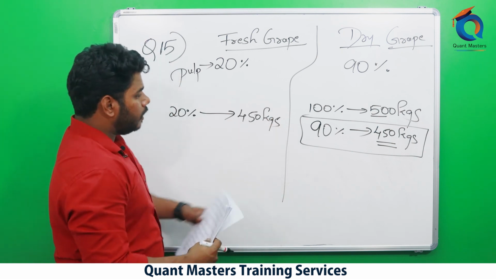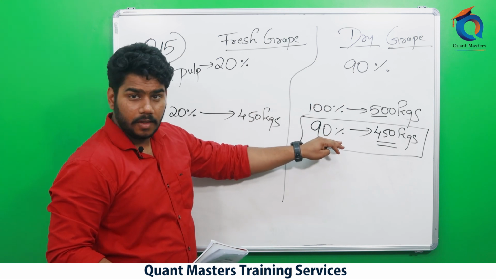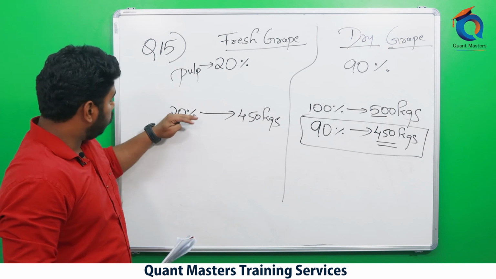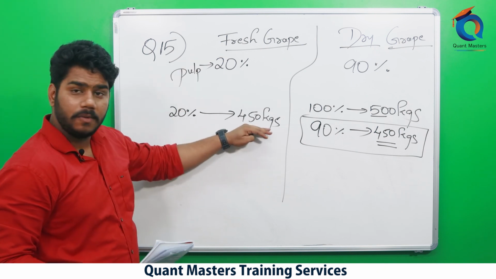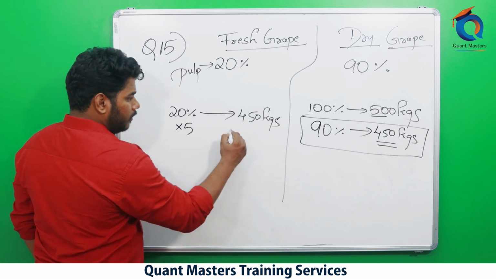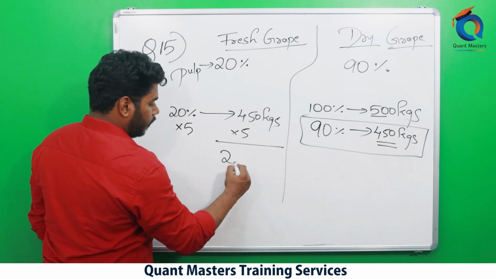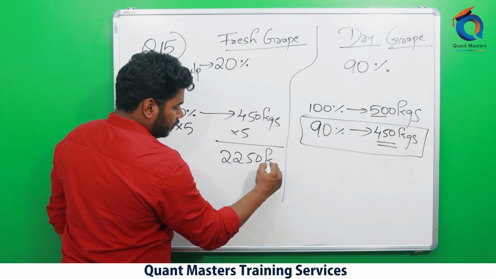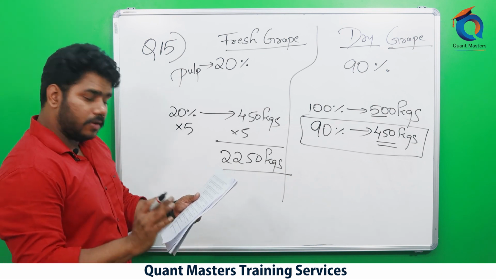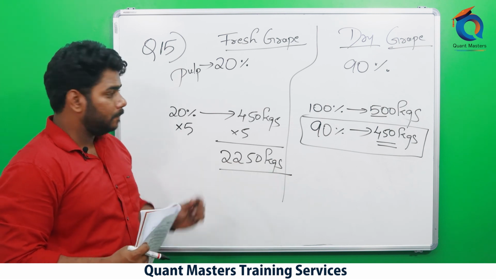So 20% of this is nothing but how many kg? 450 kg. Sir, pulp weight here and pulp weight here, both should be the same. So if pulp weight is 90% here, pulp weight is 20% here. So 20% of the fresh grape is how much kg? 450 kg. So if I want 100%, just multiply by 5 on both sides. What is 450 into 5? What is half of 450? 225. So answer is 2250 kgs. Just check, do we have this option? 2250, that is option D. People, this is the fastest and the easiest way to solve the problem. Please make a note.